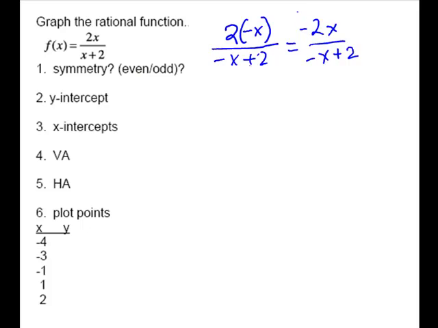Is this the opposite of the original? If we put a negative in front of this, that would make it the opposite, and then we take the negative either with the numerator or denominator. If we put the negative up here, it is not equal to that because this one is negative. If we put the negative down here, it would be negative x minus 2, so it is not either. So there is no symmetry.